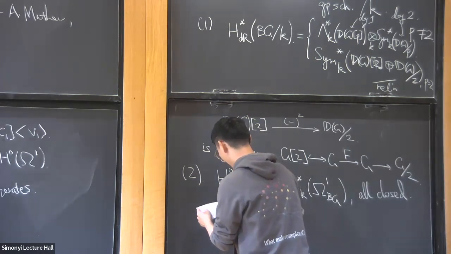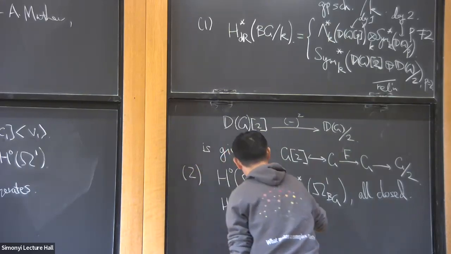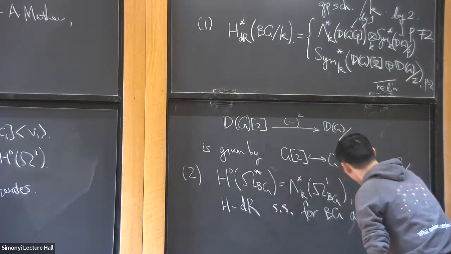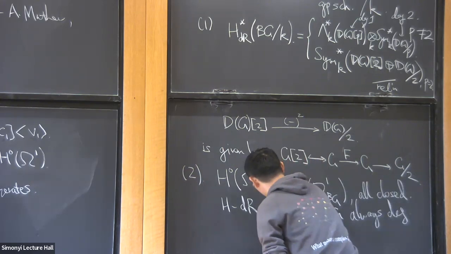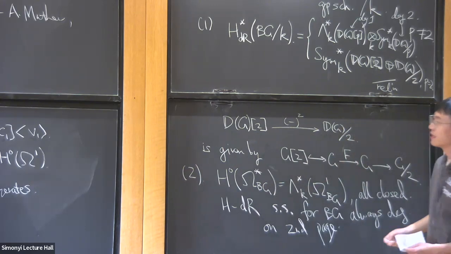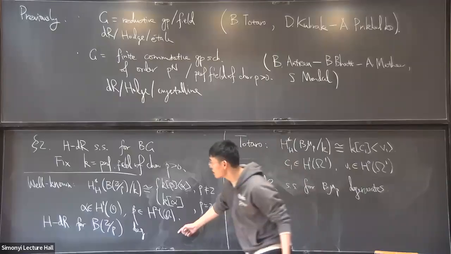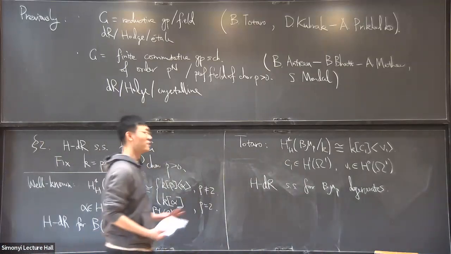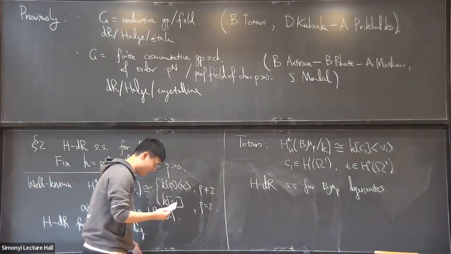Lastly, we also found out that this Hodge to de Rham spectral sequence for BG always degenerates on the second page. So on E2, right? Because, okay, so this, I said E1 degeneration, and this one, I told you that after this, you will get E2 degeneration. So they all check out the theorem there.